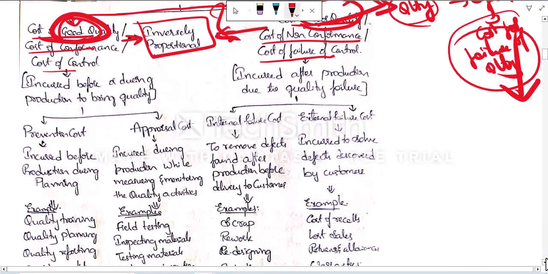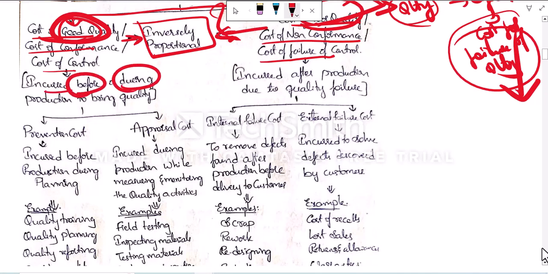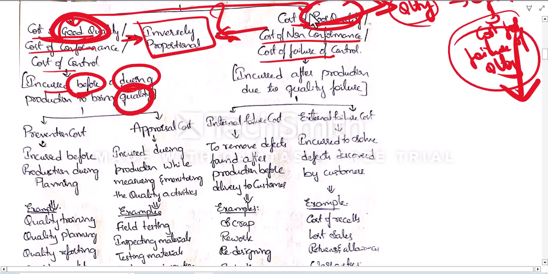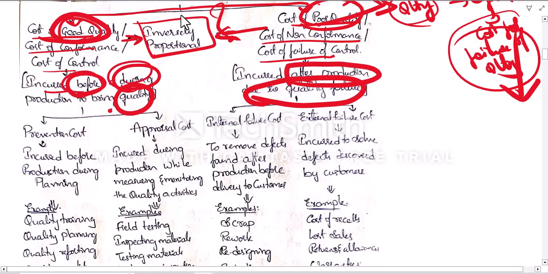Next, when will the cost of good quality be incurred and for what purpose? It is incurred before or during the production. Why? To bring the quality. Cost of good quality is to bring the quality. Then what about the cost of poor quality? It is incurred due to quality failure, and it is incurred after the production. These are before or during, and this is after the production.